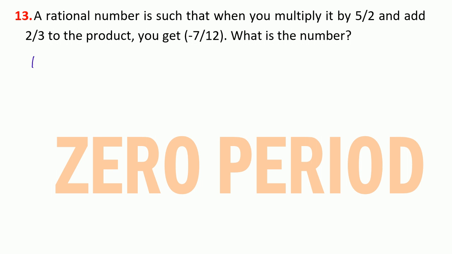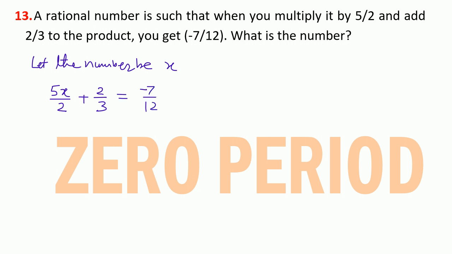Let the number be x. Then as per the condition, it is multiplied by 5 by 2, so it becomes 5x by 2. And add 2 by 3 to the product. You get minus 7 by 12.